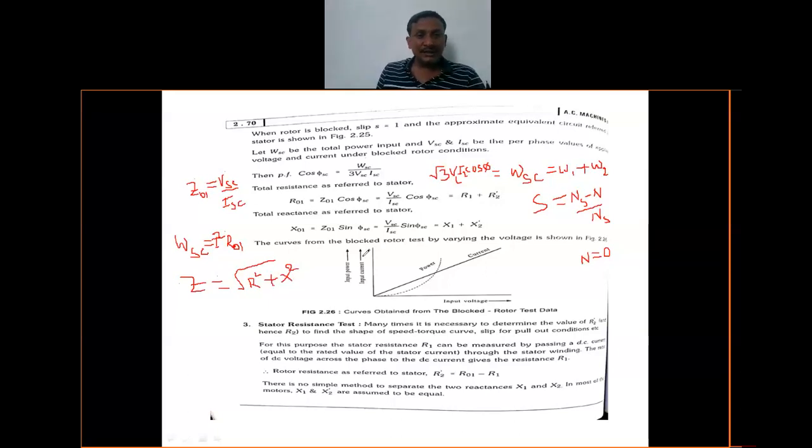From these you can get all the formulas. Z01 is equal to VSC by ISC. WSC is equal to ISC square R01, where WSC is the addition of the two wattmeter readings, W1 plus W2. So you can get R01. Z01 is here, R01 is here, and Z is equal to root of R square plus X square. From these you can get X01.